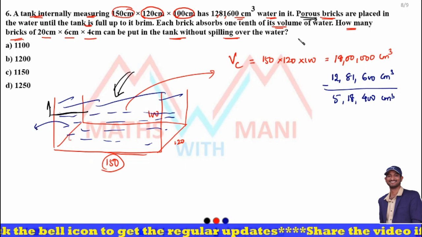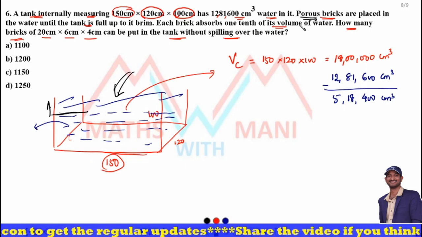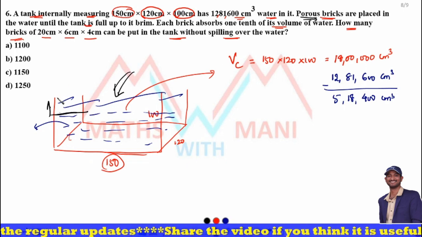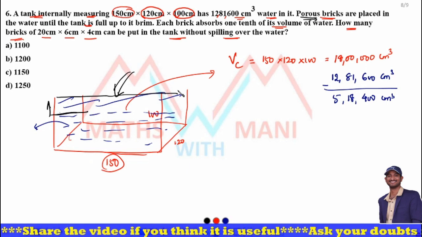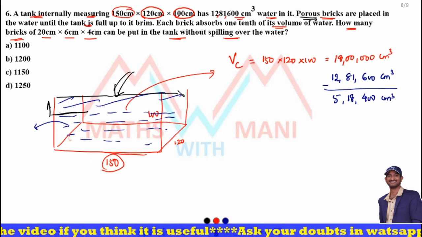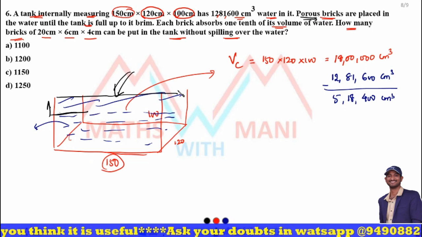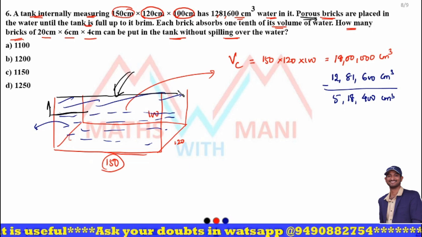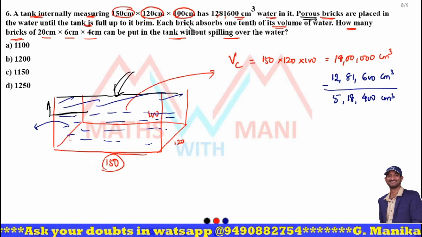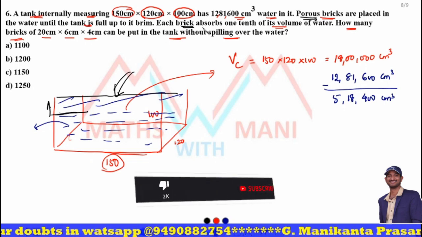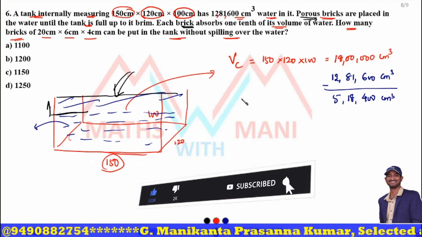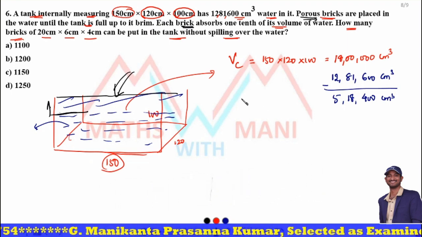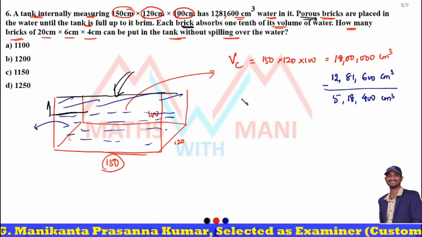So he is putting in the bricks. Up to what point is he putting them? He was putting or placing the bricks until and unless the water is up to the brim. Okay, and what is the characteristic of the brick he was given? It absorbs 1/10 of the water. Suppose there are 10 liters of water, then out of 10 liters, 1 liter is absorbed by that brick.